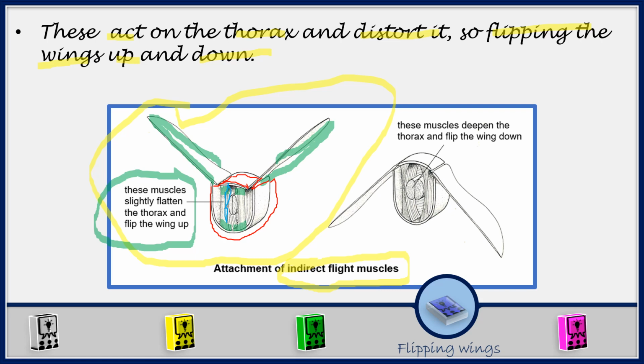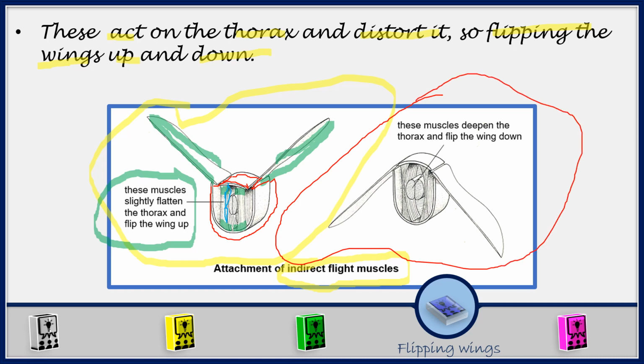Now when we look on the other side, let's look on this side here. If we look at this one, what is happening? We are seeing that the wings are now going downwards. You see that the wings are going downwards. Why are the wings going downwards? Now let us go back to our muscles.